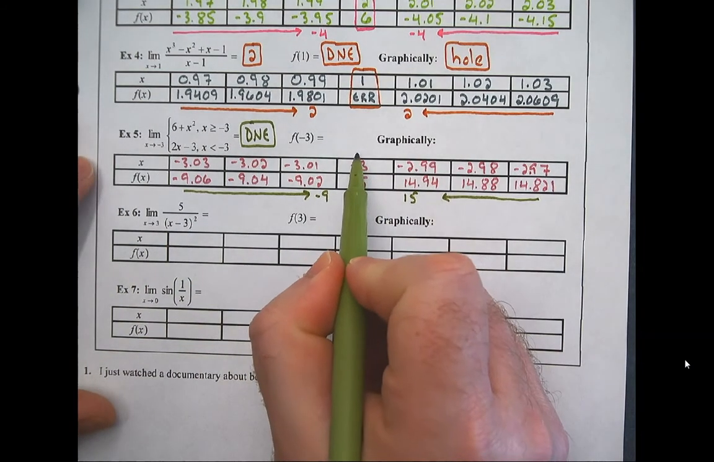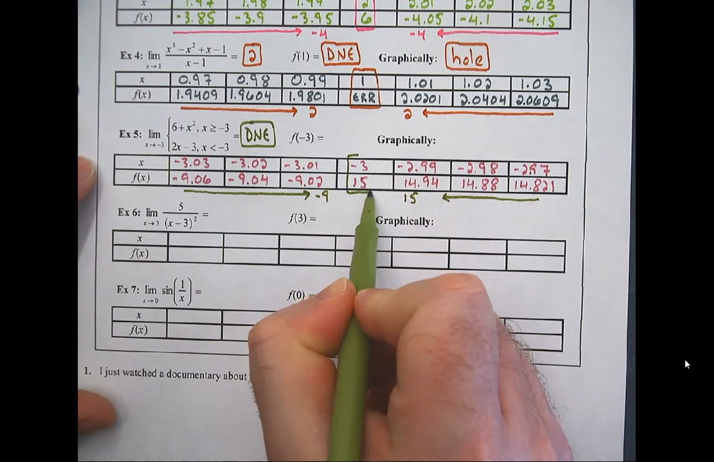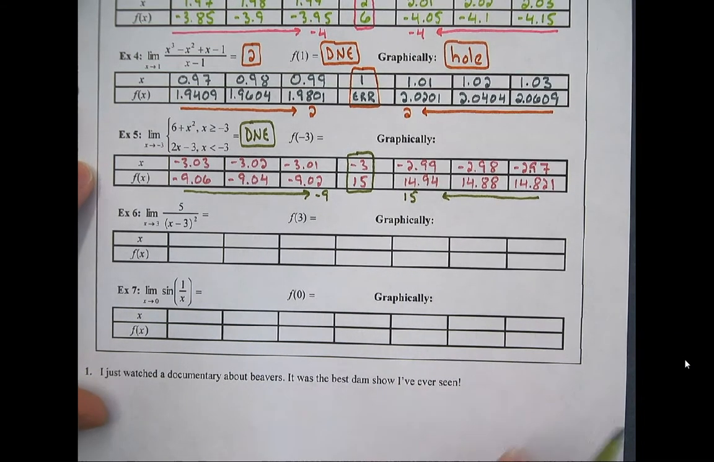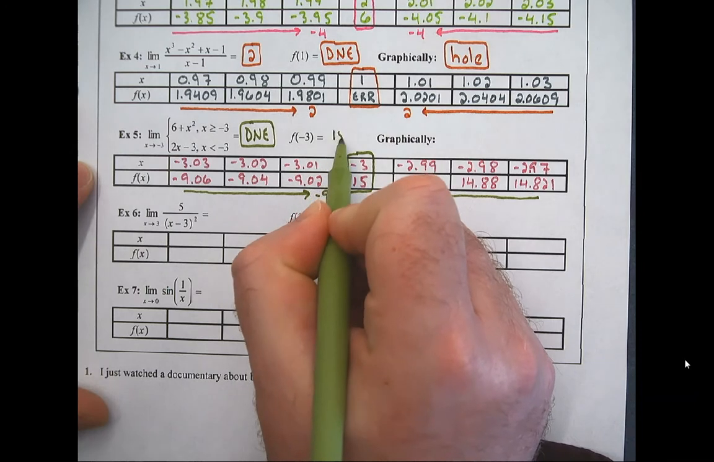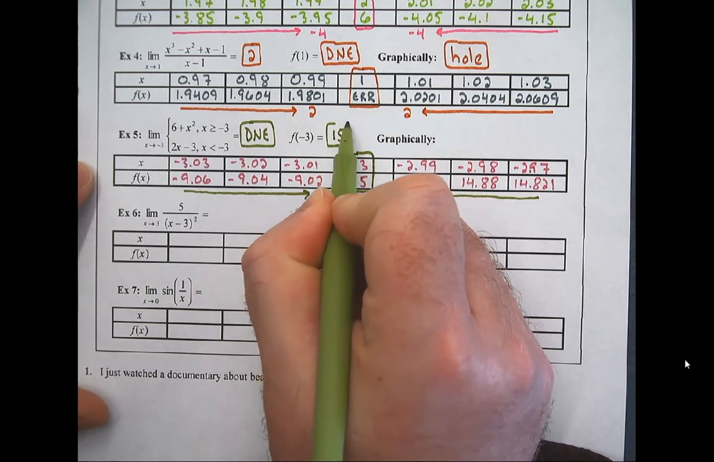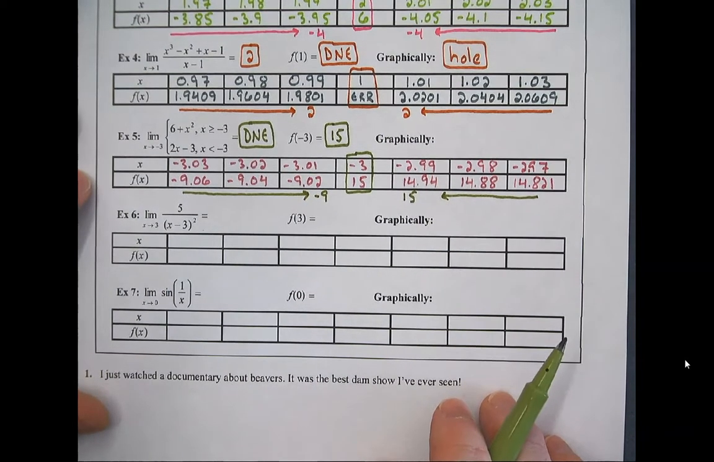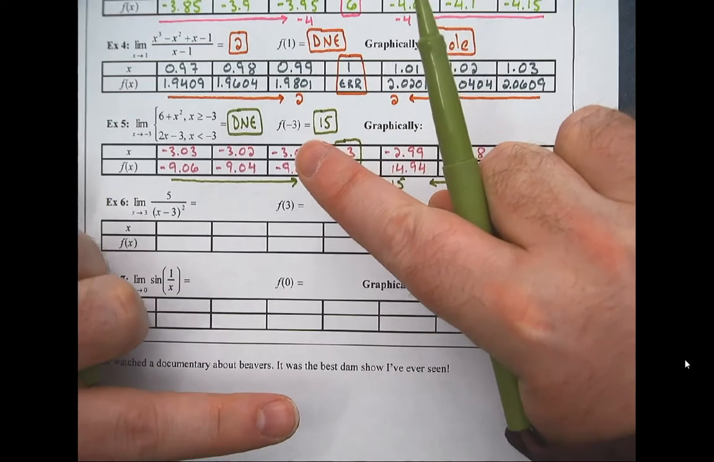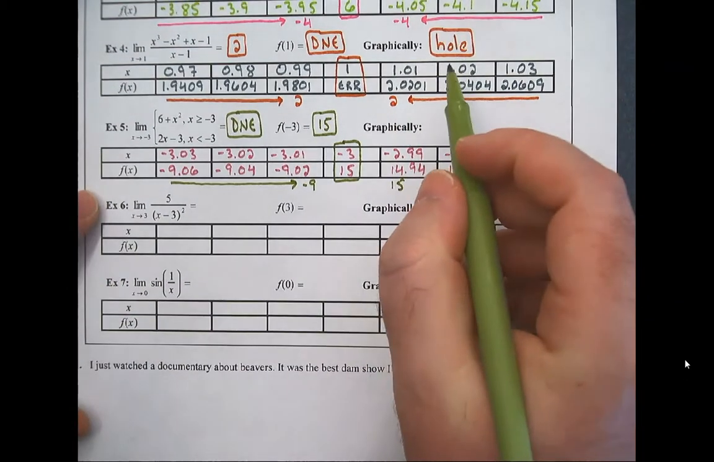Now the actual function value doesn't care about whether the limit exists or not. It's saying what's actually happening at -3, and what's specifically happening there is a y value of 15. All right, so what does that look like when my graph doesn't meet? They both head to different spots. We call that a jump.